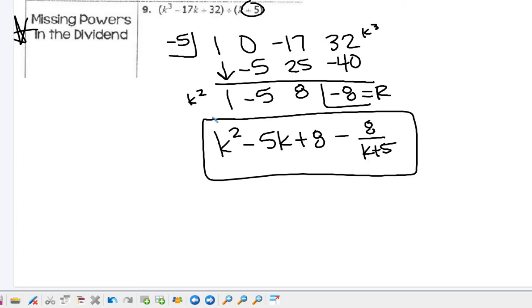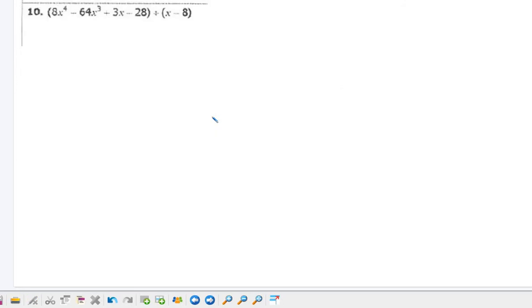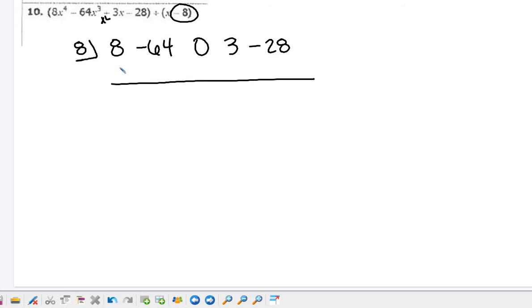So same thing. First thing I always check, 4, 3, I'm missing a 2, a 1, and then 0. So opposite goes in my box. So I have an 8. Coefficients across the top, 4, 3, and I'm missing 2, so I put a 0, 1, and then no variable. Drop the first term.